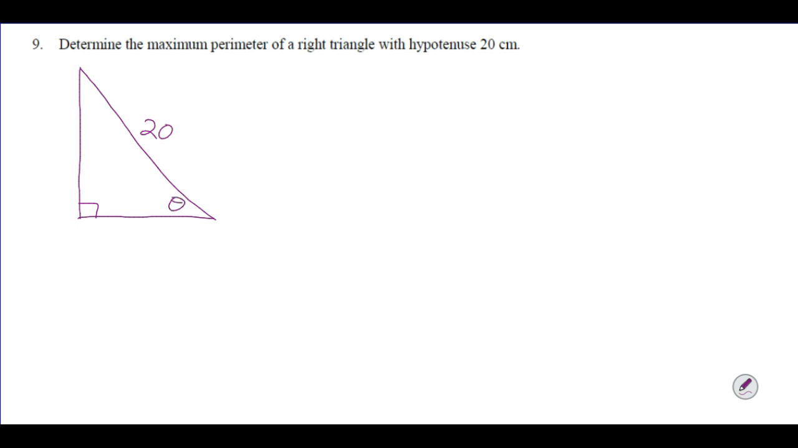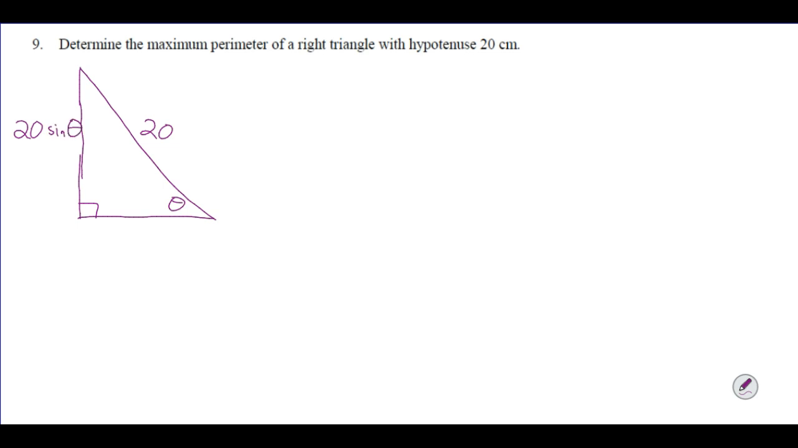So let's just pick an angle here, right? So in relation to the angle, what's the length of this side? All right, I'm going to give that a name. If that's a, then sine theta is a over 20. So a is 20 sine theta, right? So this side here is 20 sine theta.